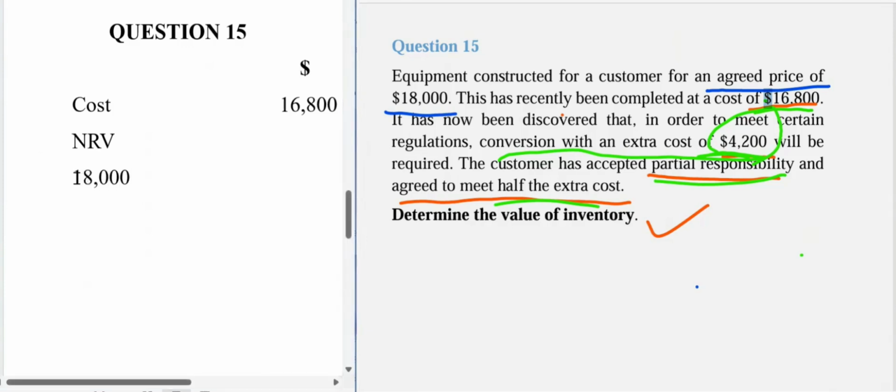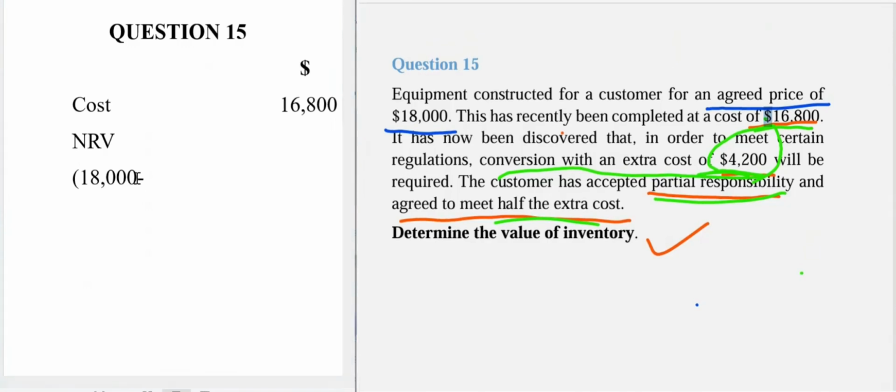$18,000, right? Then we said if there's any cost to sell or any cost to complete, we will less it, right? And we said in this question, we are going to pick half of the conversion cost. So we are not going to deduct the extra cost, we are not going to deduct everything, the 4,200, or just pick half of it, right?